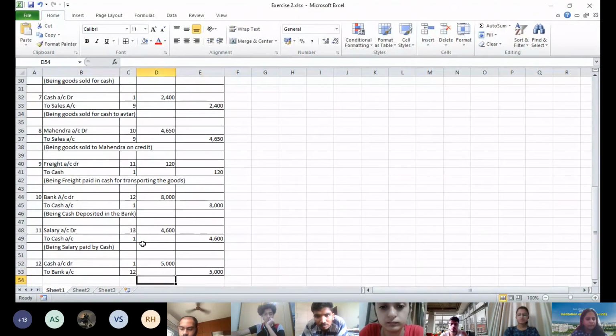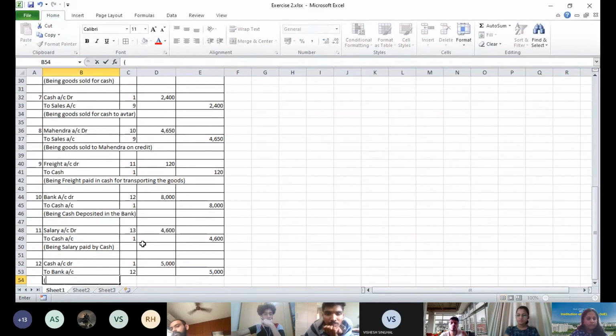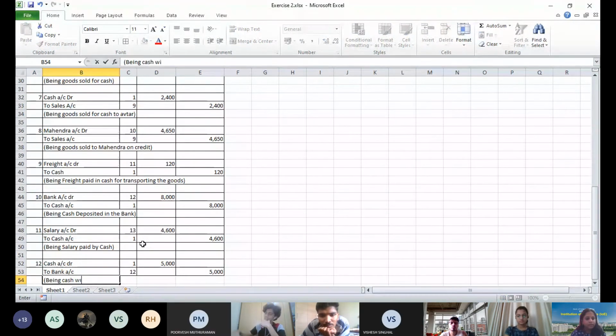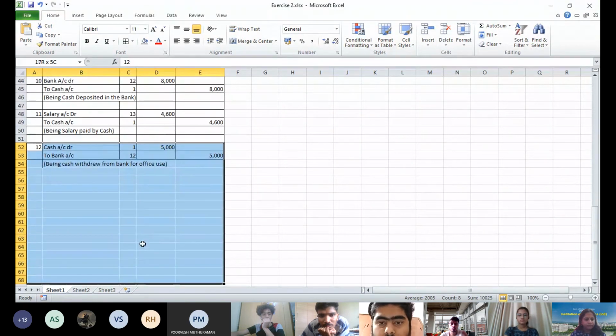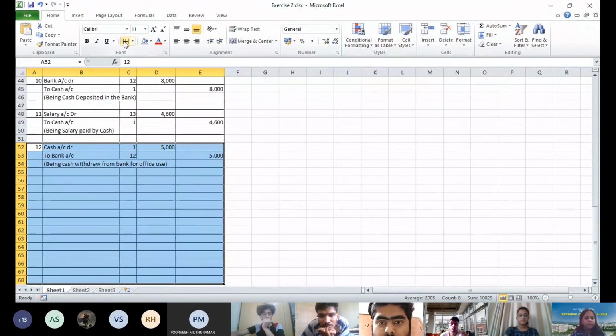This is a narration. Being cash withdrawn from bank for office use. From the question, I can create the narration. Yes, from the question, I'm creating the narration.